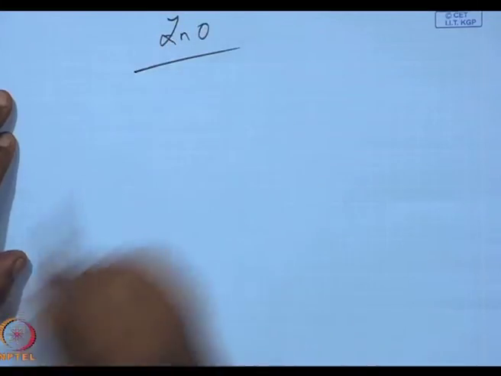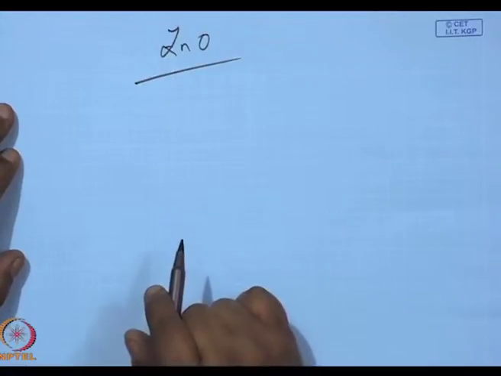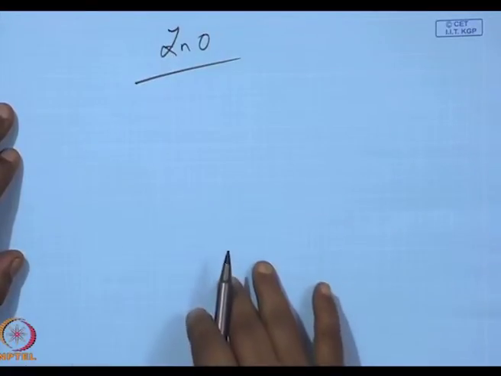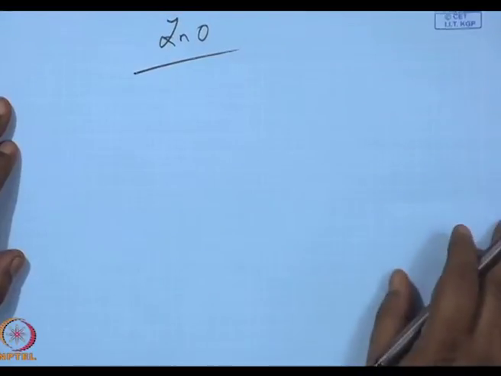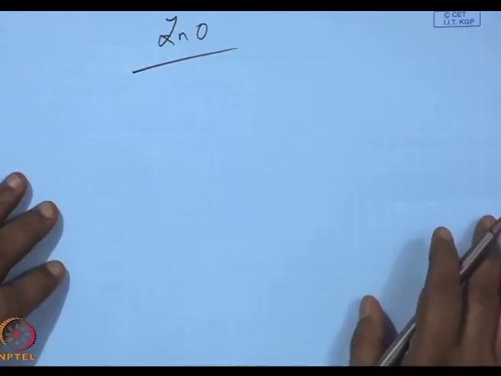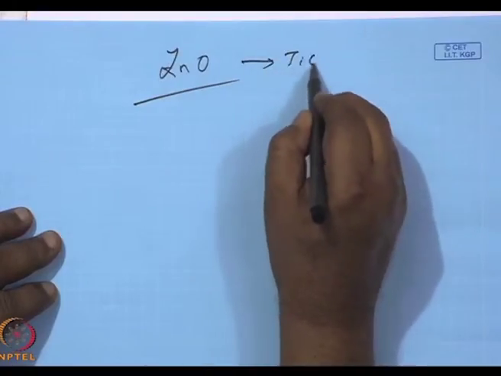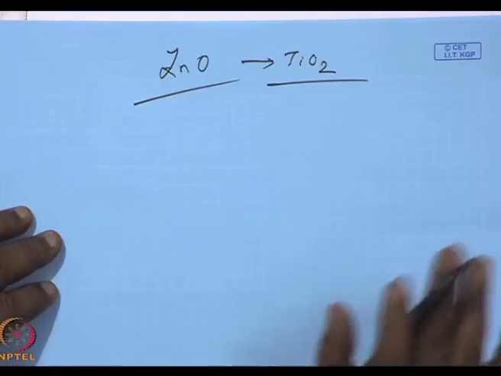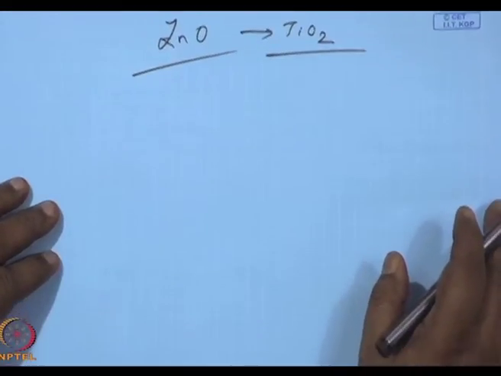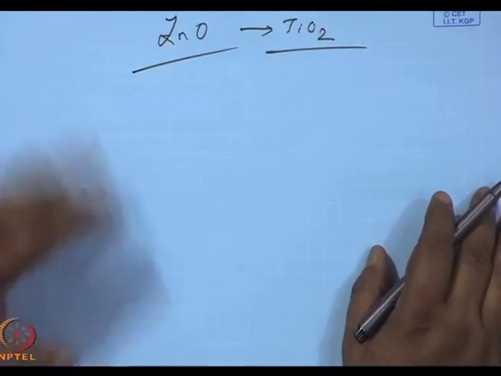Now, let me take a very simple case. Let's say I want a thin film of zinc oxide. Zinc oxide is used in many places. I have chosen it simply because it can be done at a lower temperature. But it could be, for all I care, titanium dioxide also, a much higher melting compound. Zinc oxide sublimes.